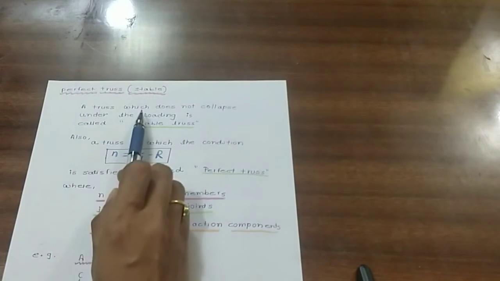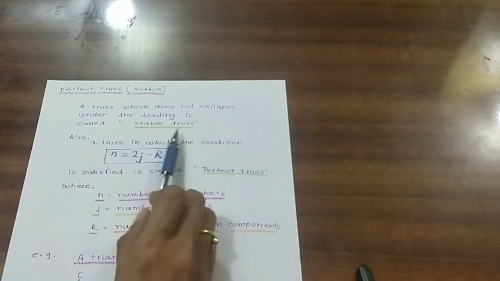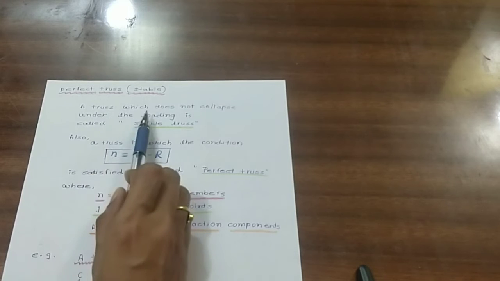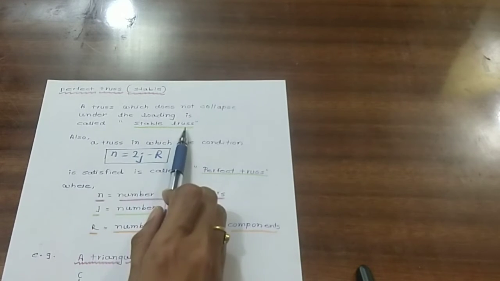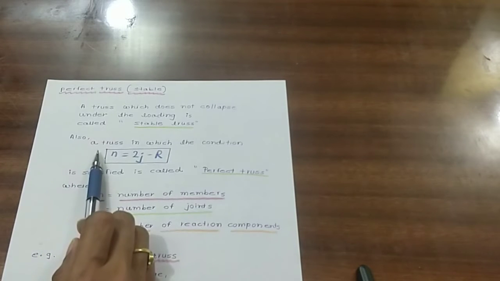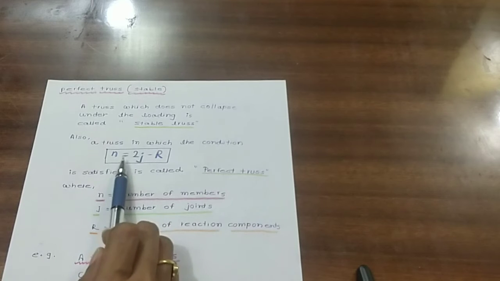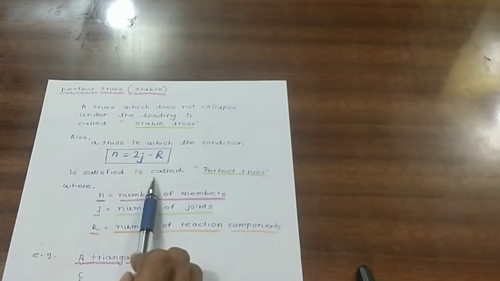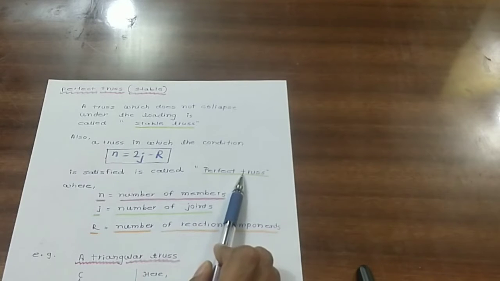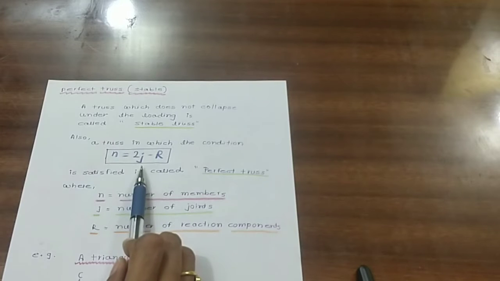A truss which does not collapse under the loading is called a stable truss. Also, a truss in which the condition n is equal to 2j minus r is satisfied is called a perfect truss. If this condition is satisfied for a given truss, then we call that given truss perfect.